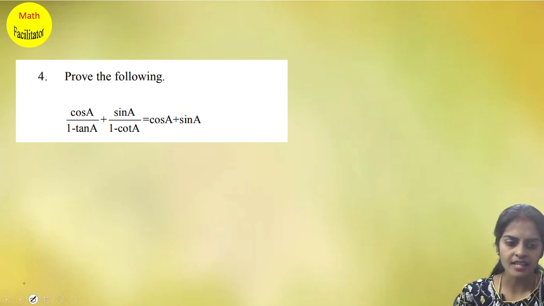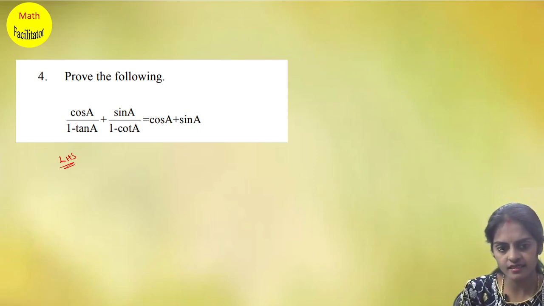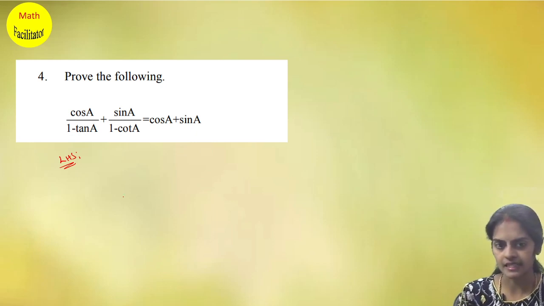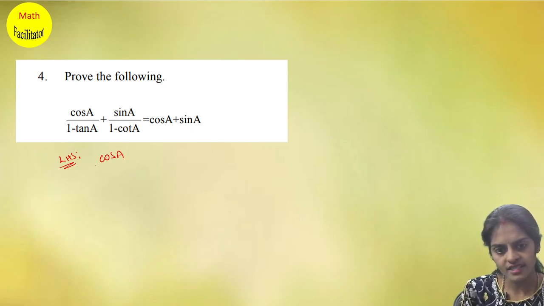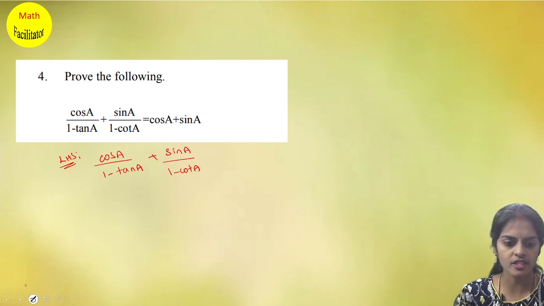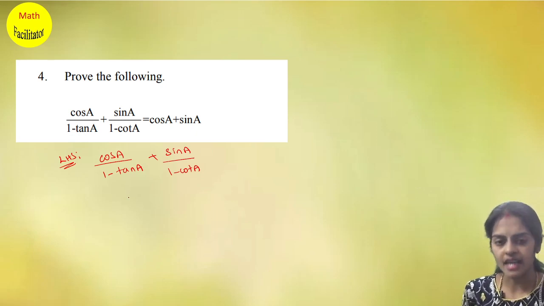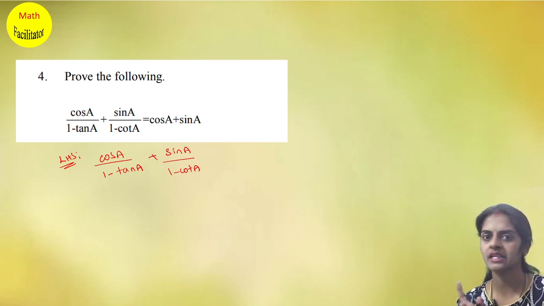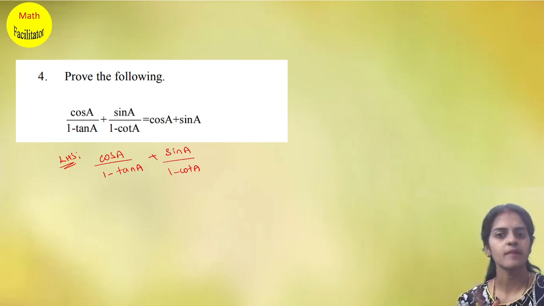Okay. So here, as you can see, LHS is the place where there is a possibility where I can solve something. So I am taking LHS. LHS is cos A divided by 1 minus tan A plus sin A divided by 1 minus cot A. Okay, so this much is done. Now the second step is, I don't find any identity here. We know sin square theta plus cos square theta is 1, secant square theta minus tan square theta is 1, cosecant square theta minus cot square theta is 1.